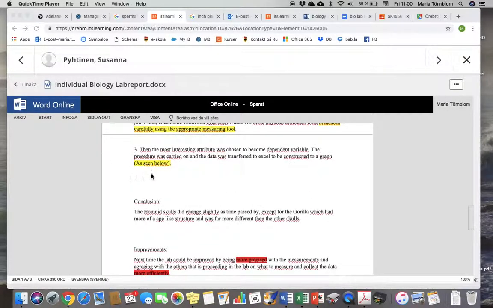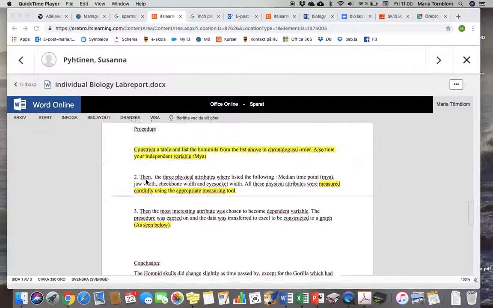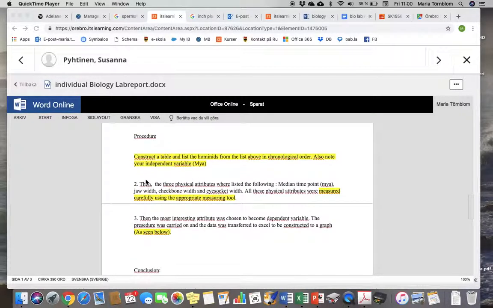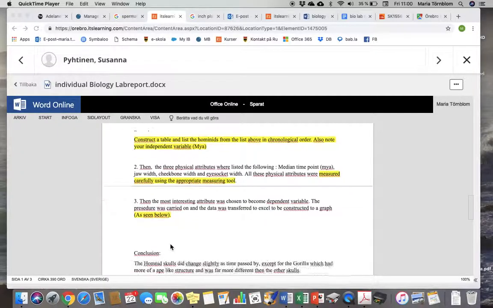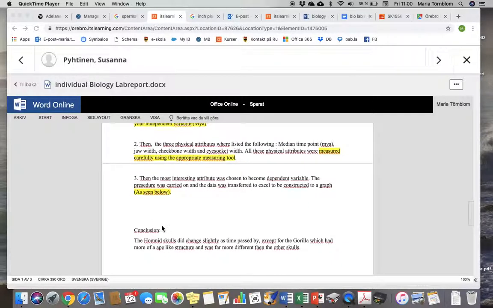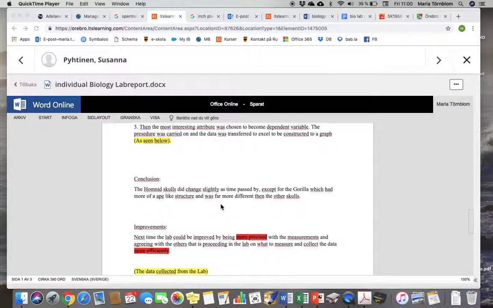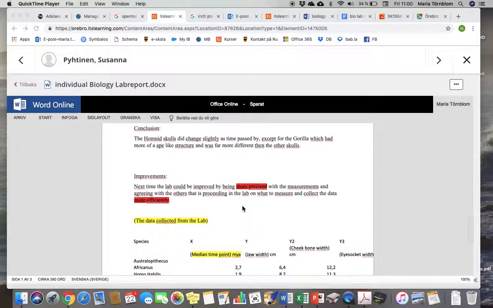And actually all your results should be presented in a results part. So after the procedure there will be results, and after the results with tables and graphs there will be a discussion including the conclusion and improvements. So call it a discussion instead of just writing conclusion and improvements.